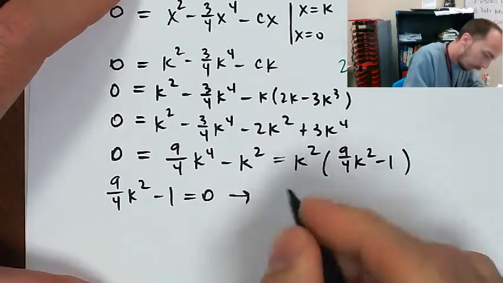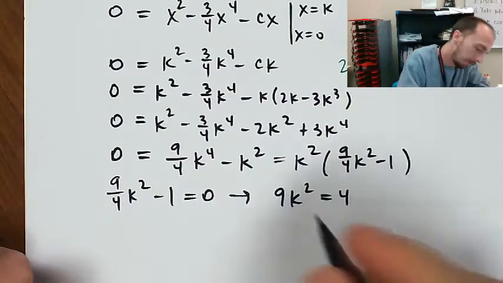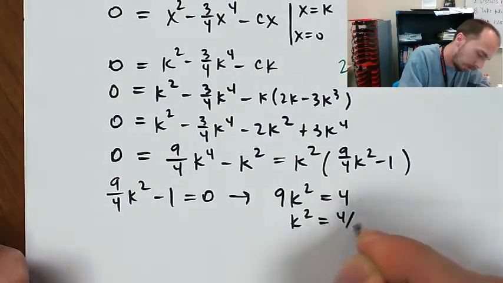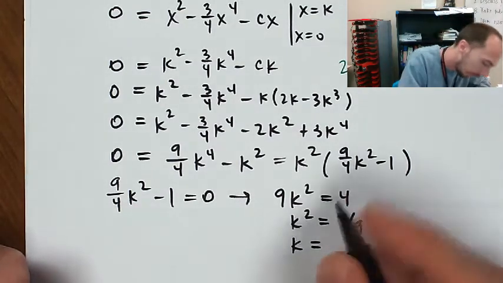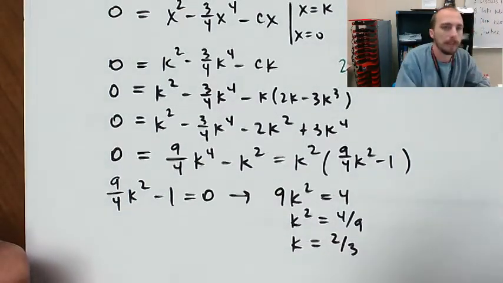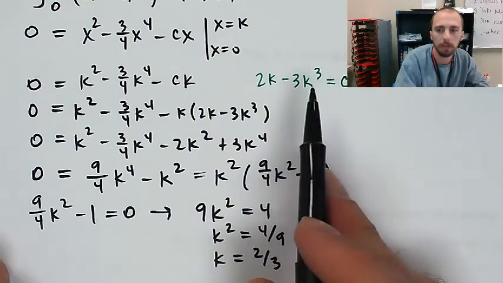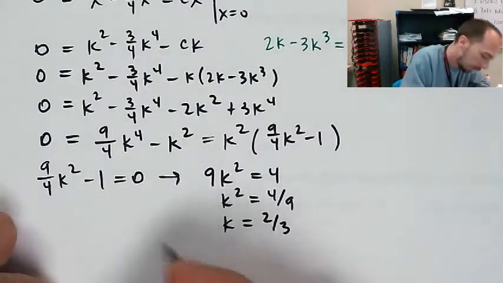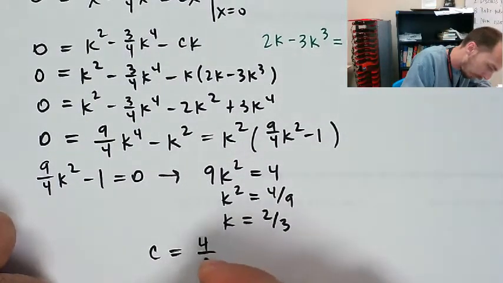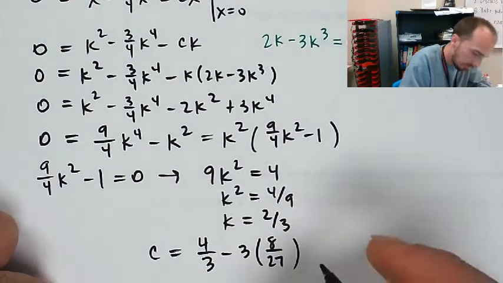That means that basically 9k squared equals 4. And that means that k squared equals 4/9, or k is equal to positive or negative 2/3, but I know it's positive based on the drawing. So I've got that. And now I'm pretty much ready to find the value of c, right? That was to find the value of c that makes the two shaded regions equal in area. So c is 2k minus 3k to the 3. So c is 2k, which is 4/3, minus 3 times 8 over 27.